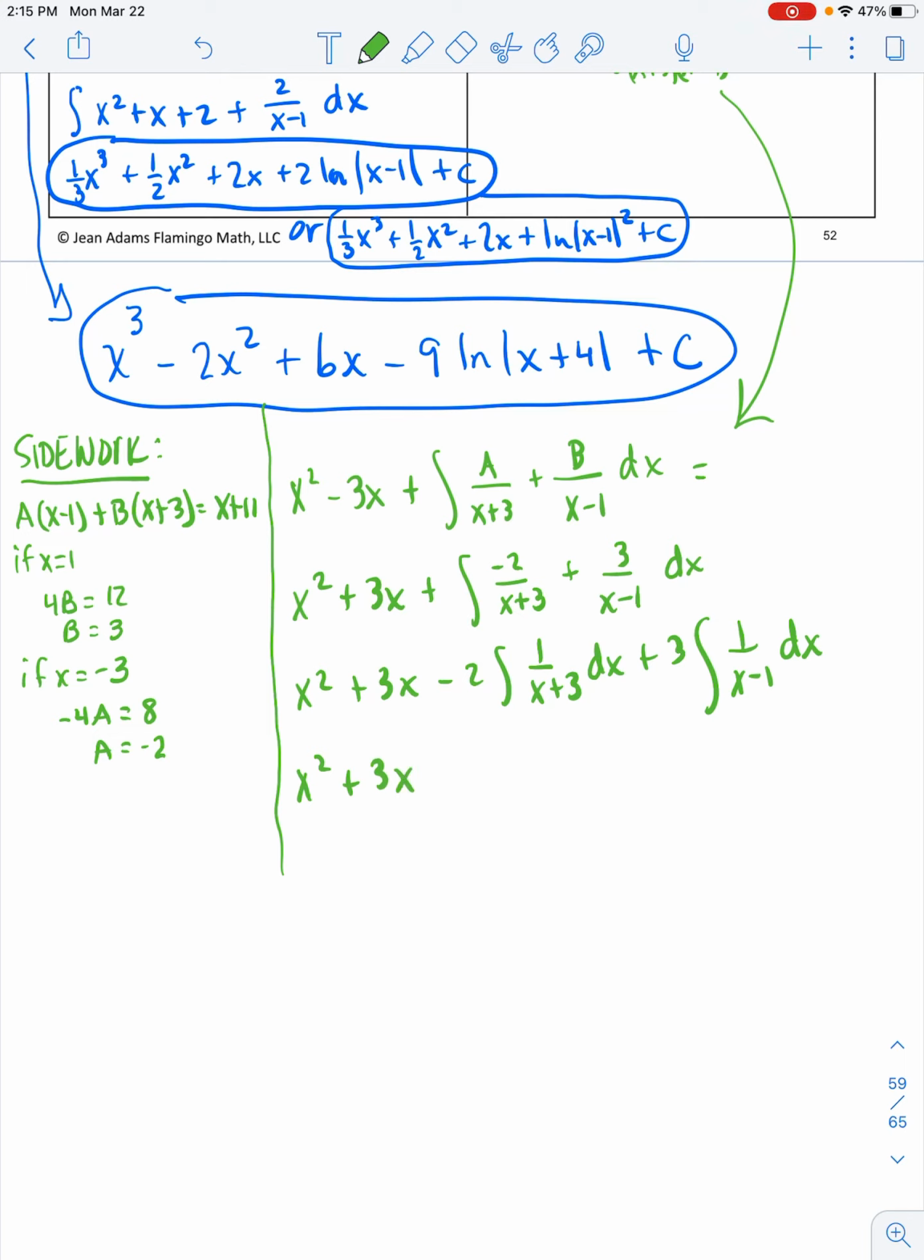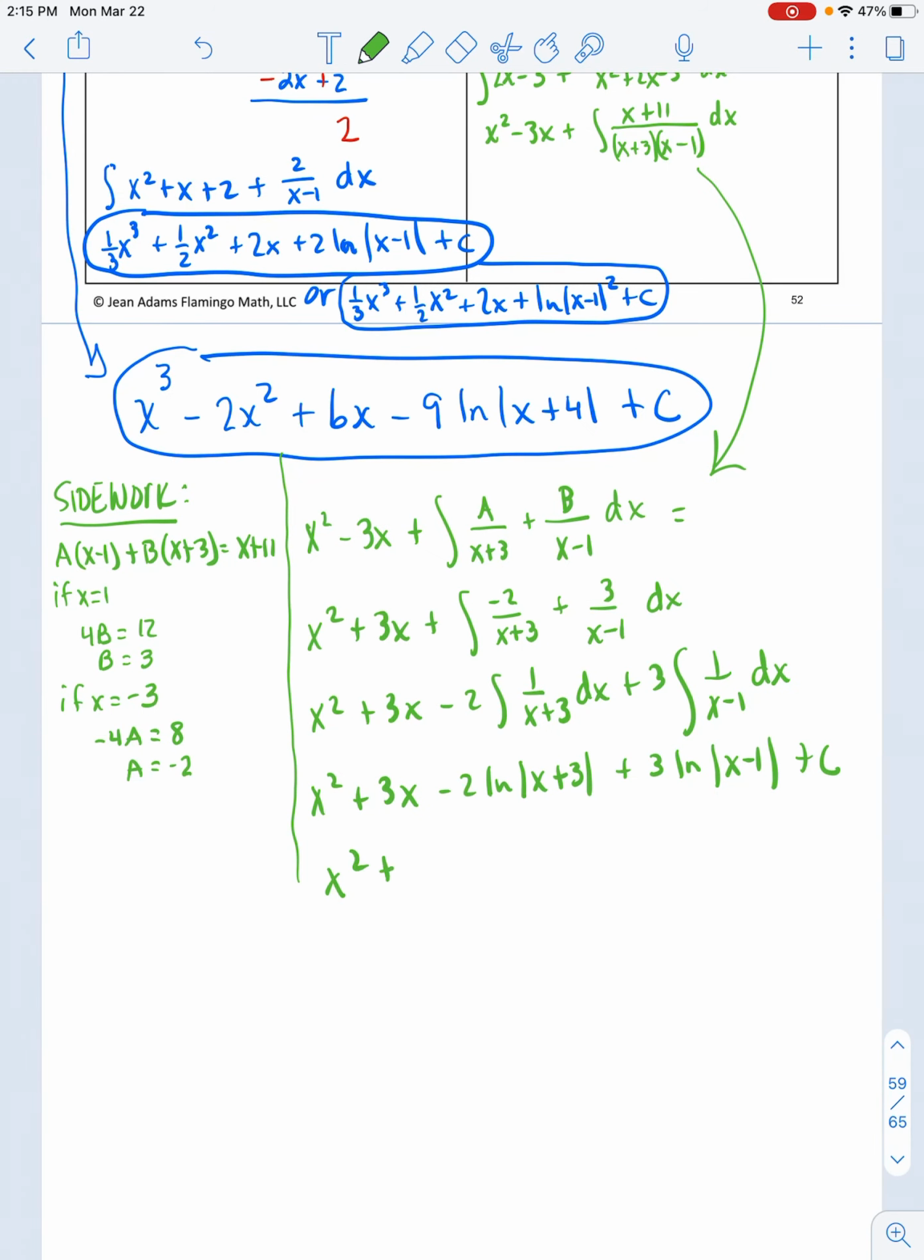Now I've got x squared plus 3x minus 2 times the natural log of the absolute value of x plus 3 plus 3 times the natural log of the absolute value of x minus 1 plus c. And we've got two ln's this time, and one is negative and one's positive.